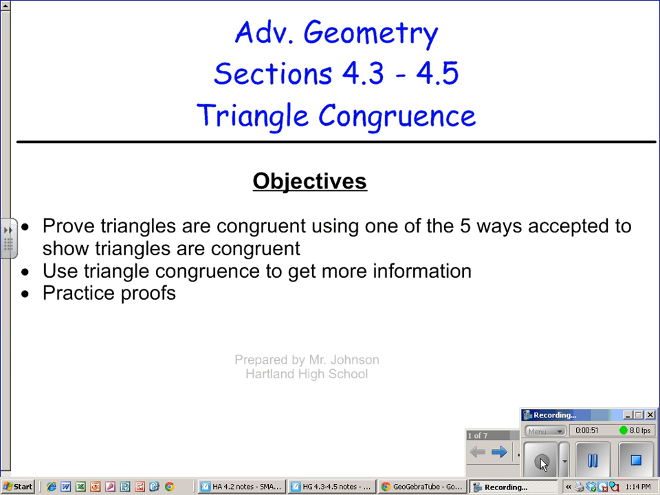And you made those triangles using only a few pieces of information. And that's what these sections are about. We are trying to get triangles to be congruent with as little information as possible. What do you need to know to say these two triangles have to be congruent? That's what these sections are about.